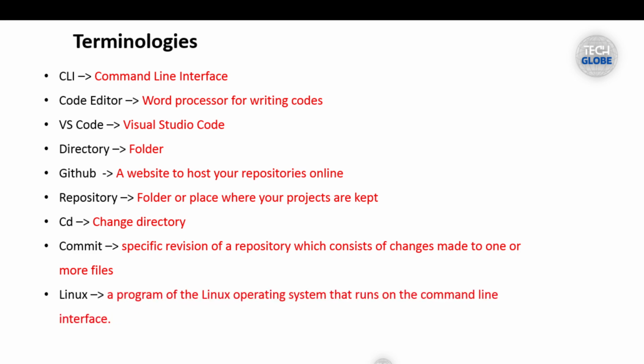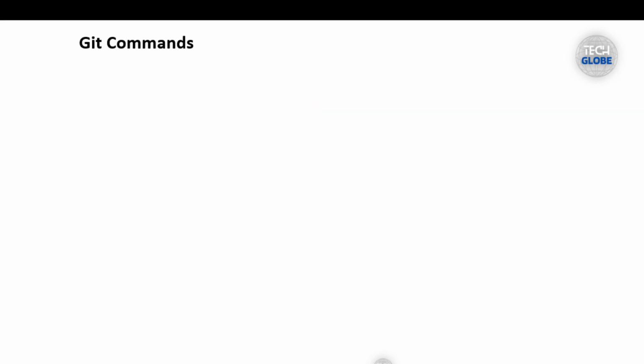Then you have Linux, which is a program of the Linux operating system that runs on the command line interface. Then you have ignored files: files you don't want Git to bother about, you don't want Git to track, you don't want Git to take note of. These files are called what? Ignore files.